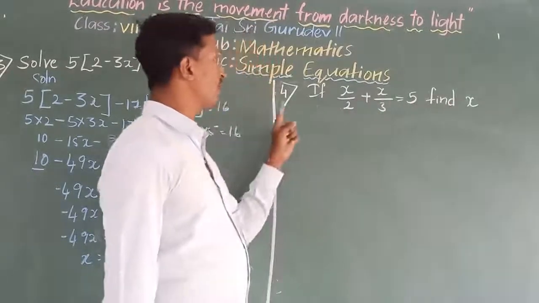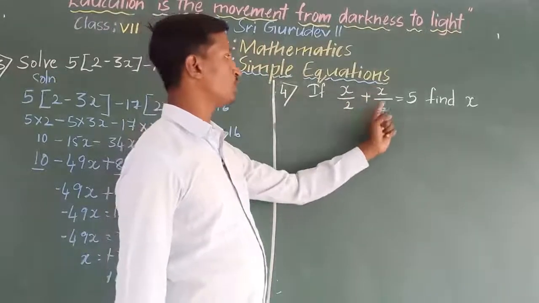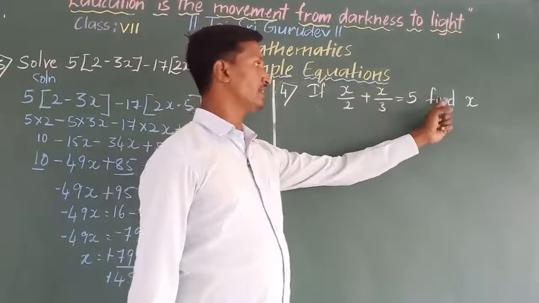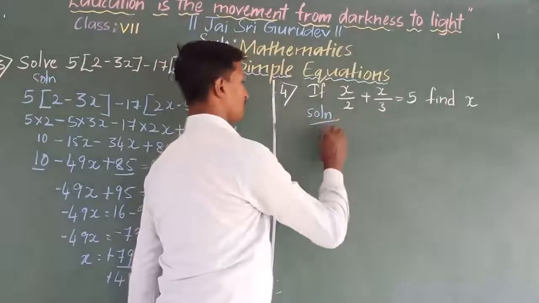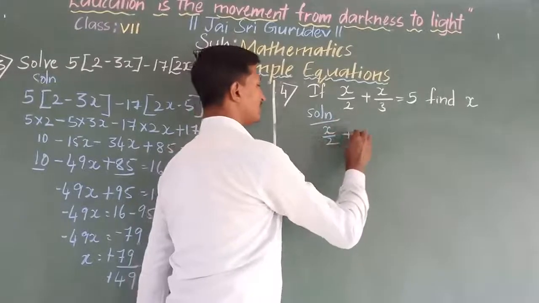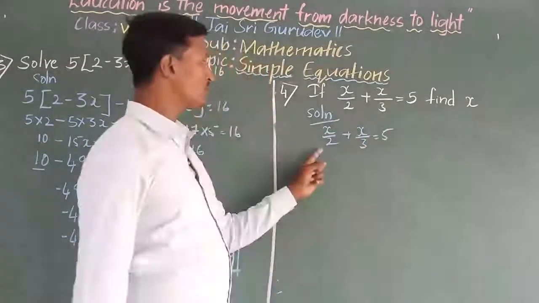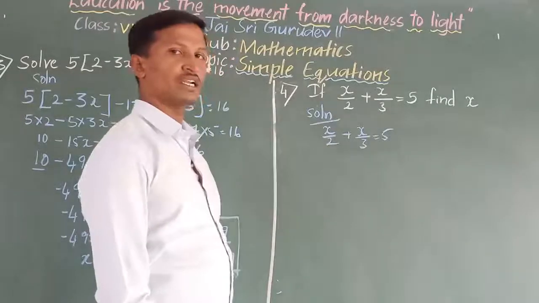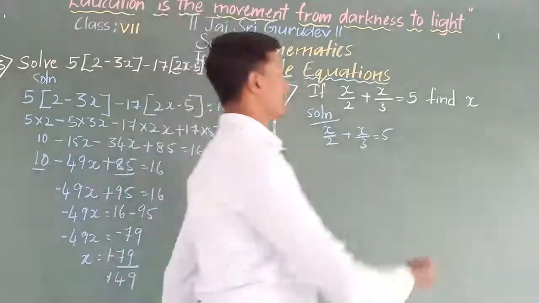If x/2 + x/3 = 5, find x. Dear children, observe the problem carefully: x/2 + x/3 = 5. Then we have to find x. Solution. x/2 + x/3 = 5. Observe the denominators. Denominators are different, so we have to take the LCM of 2 and 3.